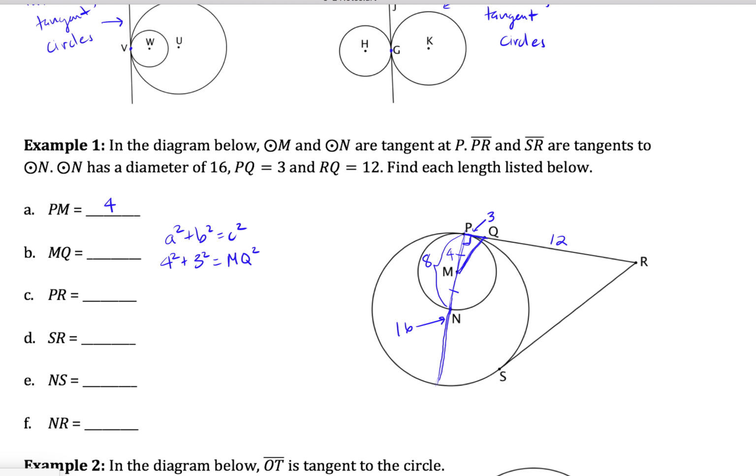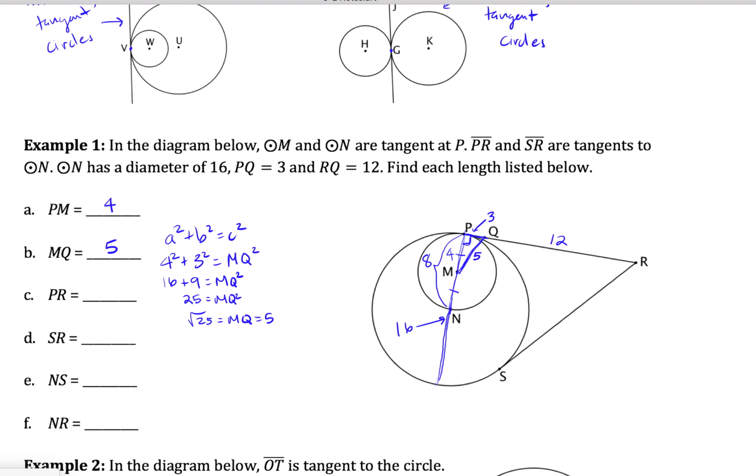I have legs of 3 and 4, which you might remember what that means the hypotenuse is going to be. If not, let's go ahead and work it out. 4 squared is 16, 3 squared is 9, so 16 plus 9 is MQ squared. That means 25 is MQ squared, and the square root of 25 would be my length of MQ. And the square root of 25 is 5. So you guys might have noticed that this is a 3, 4, 5 right triangle here. This hypotenuse has a length of 5.